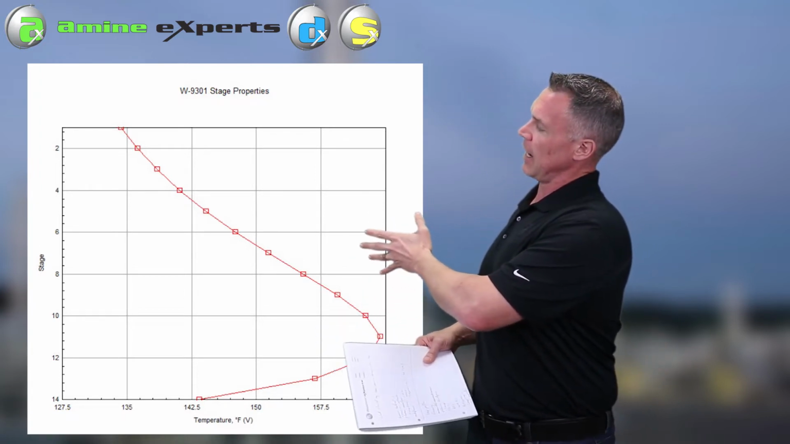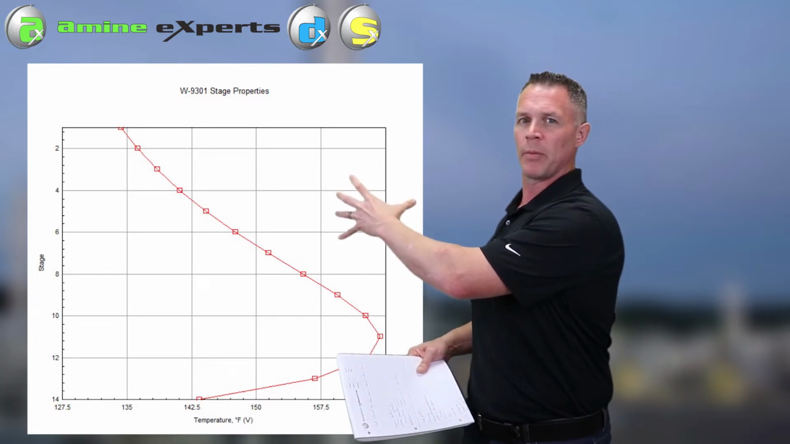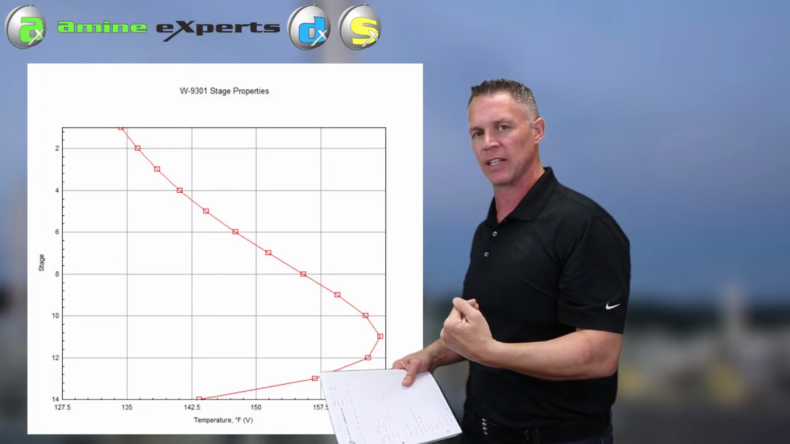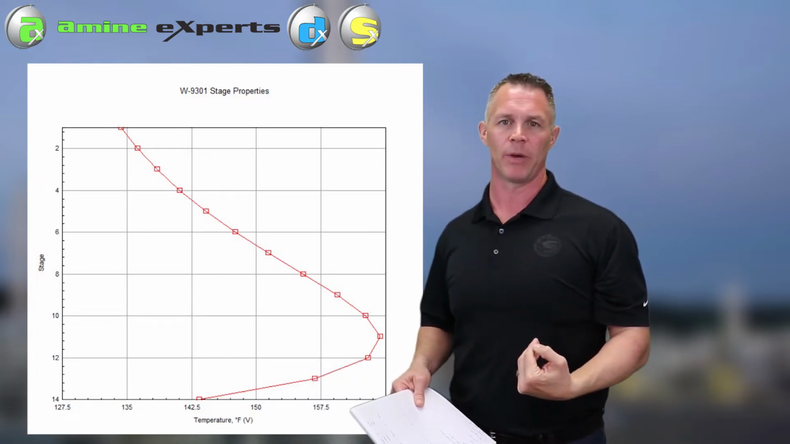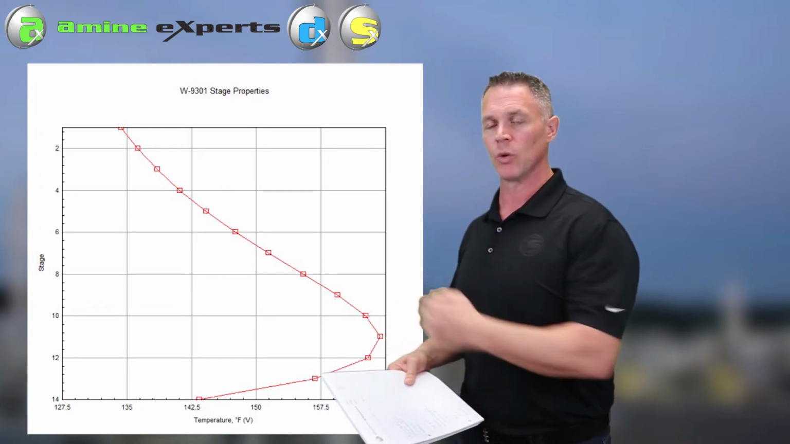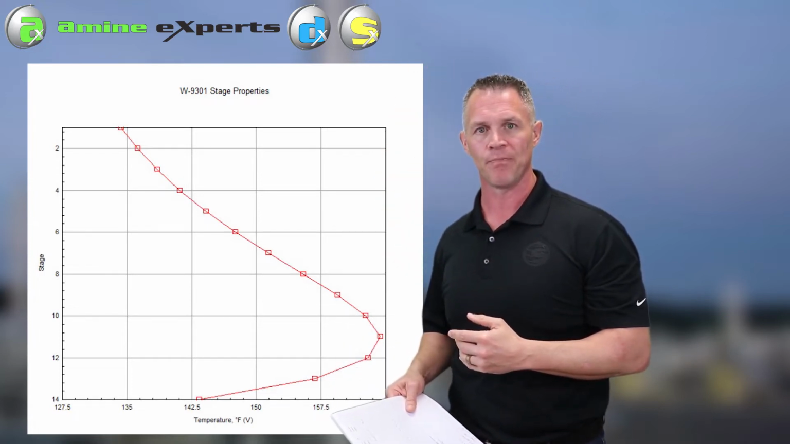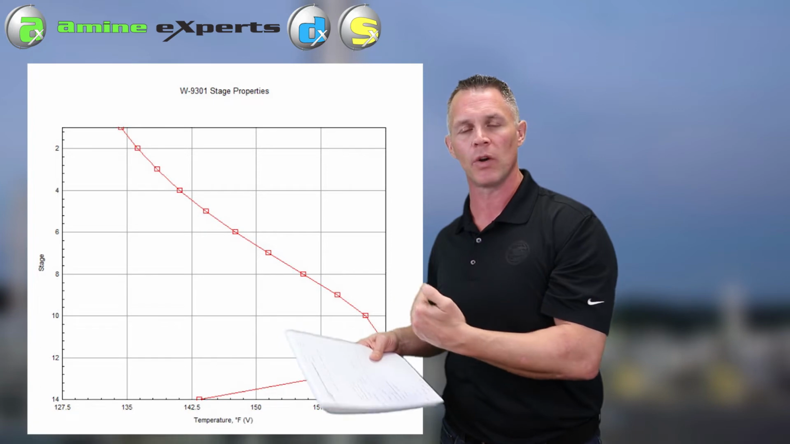So the amine and gas heat up in the bottom of the absorber, but as the gas bubbles its way up and we remove acid gas, the intensity of that exothermic reaction gets lower and lower. And so in the top half of the absorber, we really don't have any temperature rise at all. And so the gas cools back down until it reaches the same temperature as the amine.